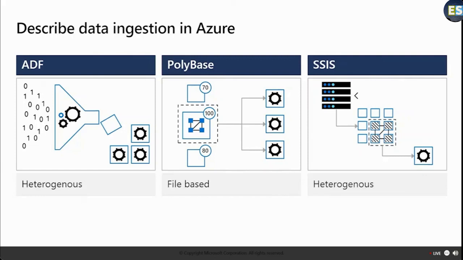So SSIS is typically used as an on-premises utility. However, you can also use Azure Data Factory to run your existing SSIS packages as part of the Data Factory pipeline in Azure. And so this allows you to quickly get started on building your Azure Data Factory pipelines using your existing SSIS packages without having to rewrite some of that transformation logic.